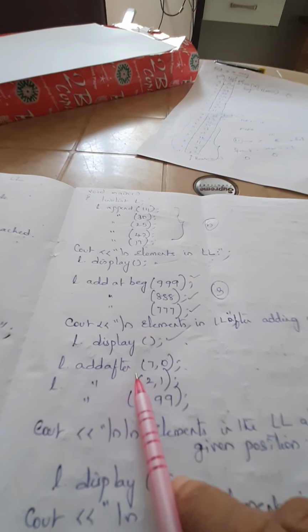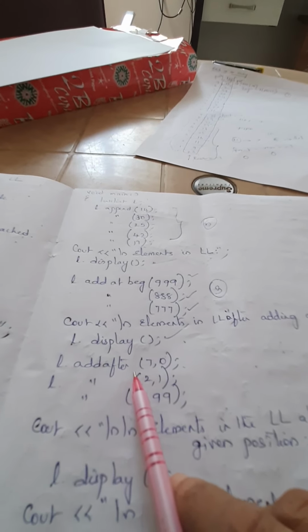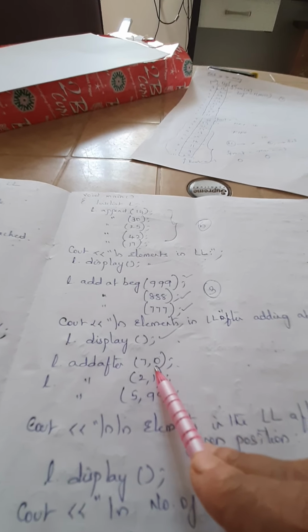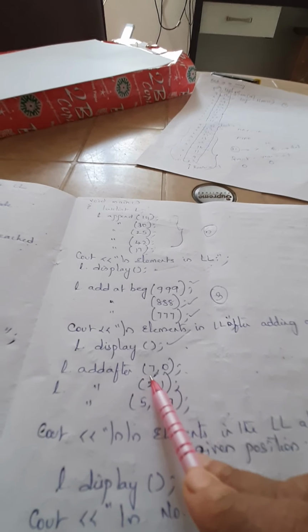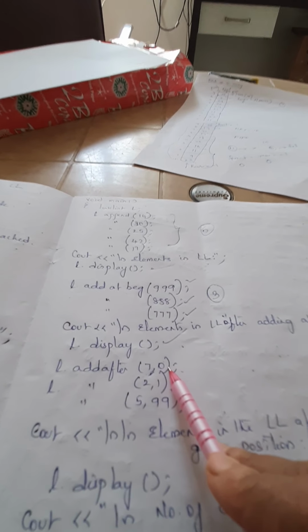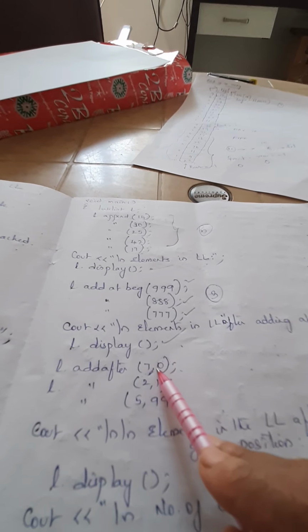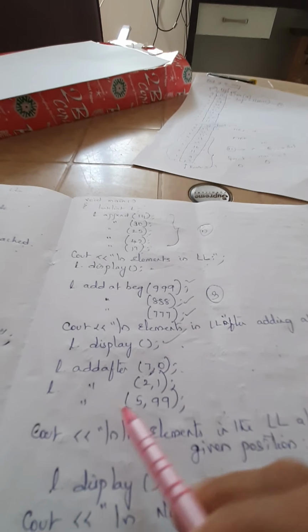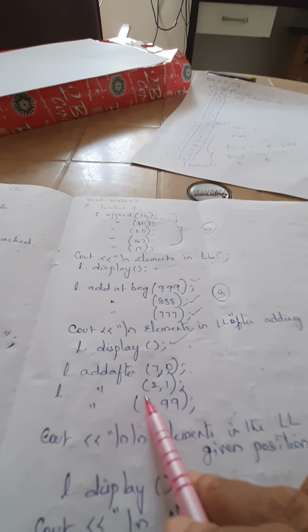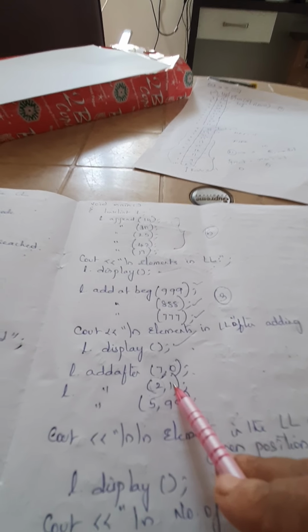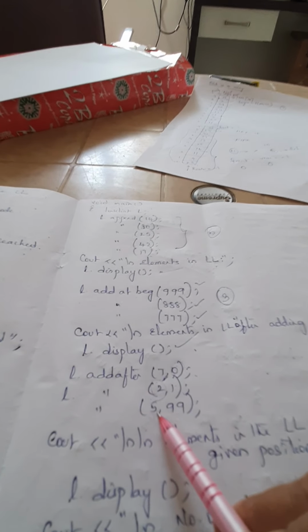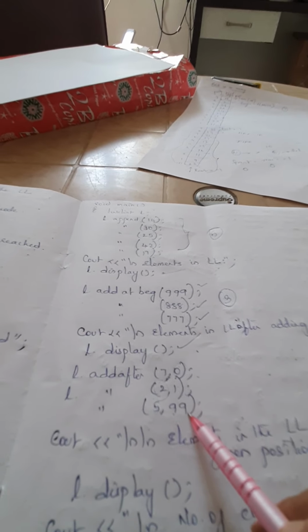Now L.add after 7, 0 means after the 7th position, after the 7th node, I want to add an element, and that element is 0. Next is L.add after 2, 1. After position 2, I have to add an element called 1, and after position 5, I have to add an element called 99.